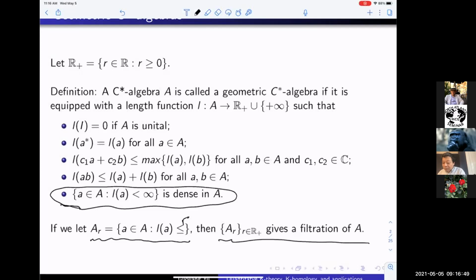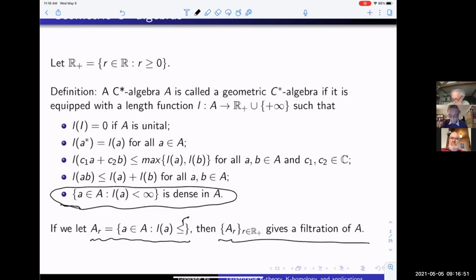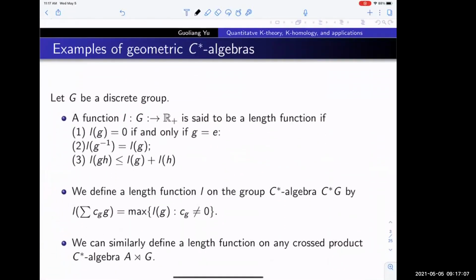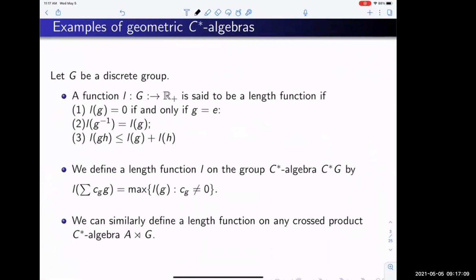Now, this is, of course, an extra structure on a C*-algebra, but it's actually kind of generic, in the sense that you can always build a length function like this. But let me give you some natural examples. The first natural example is actually what motivates this construction. It's the group C*-algebra.